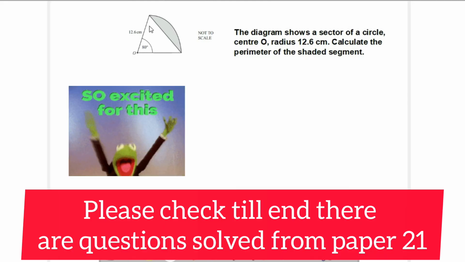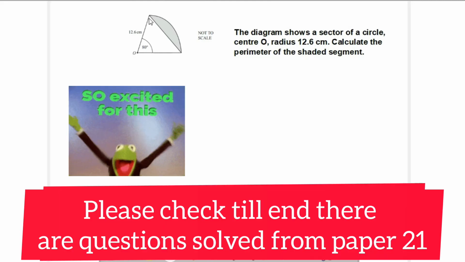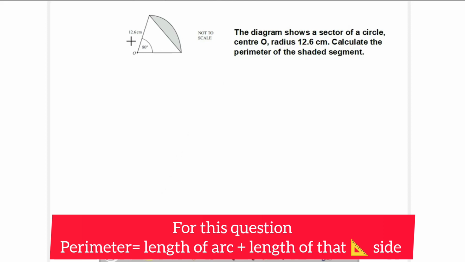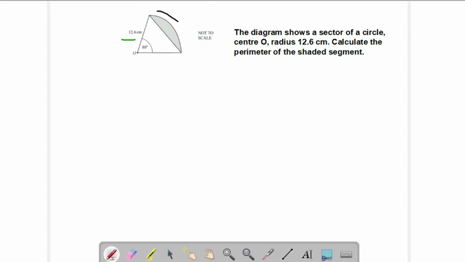So this question is related to geometry. The diagram shows a sector of a circle with center O and radius 12.6 centimeters. Calculate the perimeter of the shaded region. So for the perimeter of the shaded region, they are looking for this one and this one.